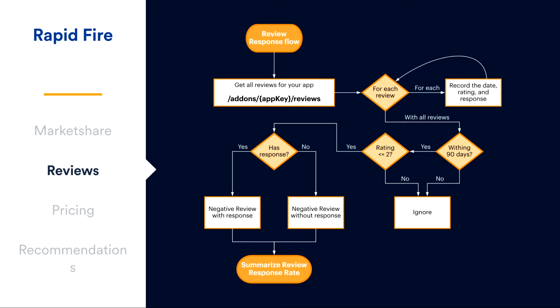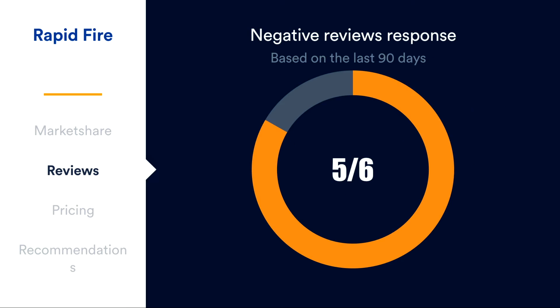For each of them, record the date, the ratings, and whether or not you responded. In this case, we'll look at recent reviews, which we'll quantify as within 90 days. Negative reviews, which are 2 or fewer stars, and then we'll put them into 2 bins. Did we respond to that user or not? And we can get a result here. In this case, there were 6 negative reviews in the last 90 days, one of which didn't have a response.